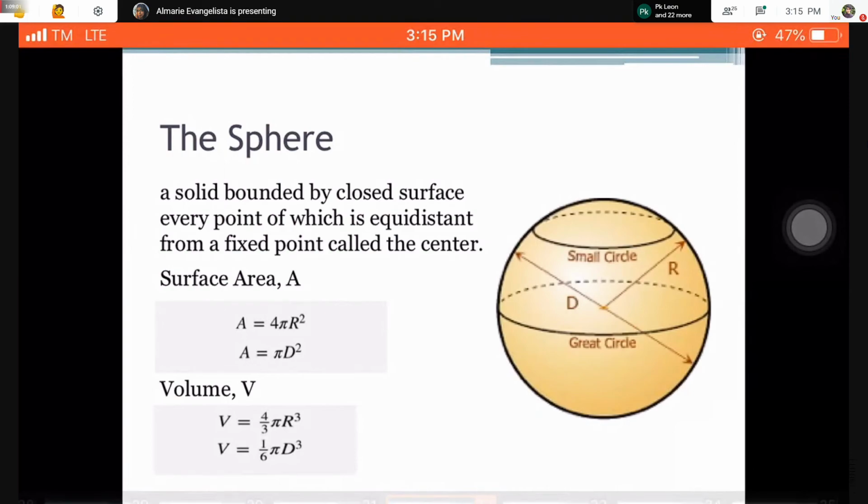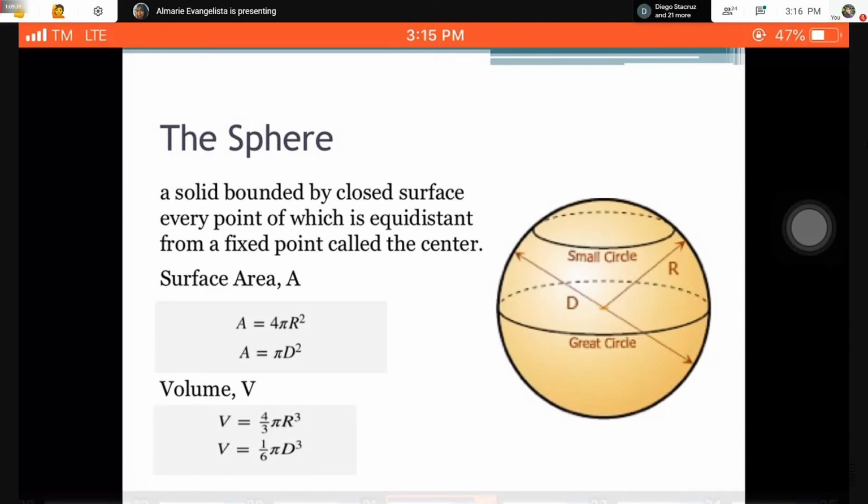A sphere is a solid bounded by a closed surface, every point of which is equidistant from a fixed point called the center. So, kung mapansin nyo, yung point na nasa gitna and lahat ng line na mag-intersect sa kanya is symmetrical sa kanya. Kumbaga, equidistant silang lahat doon sa point na nasa gitna. So, ayun yung R, means yung radius, tapos yung D, yung diameter.